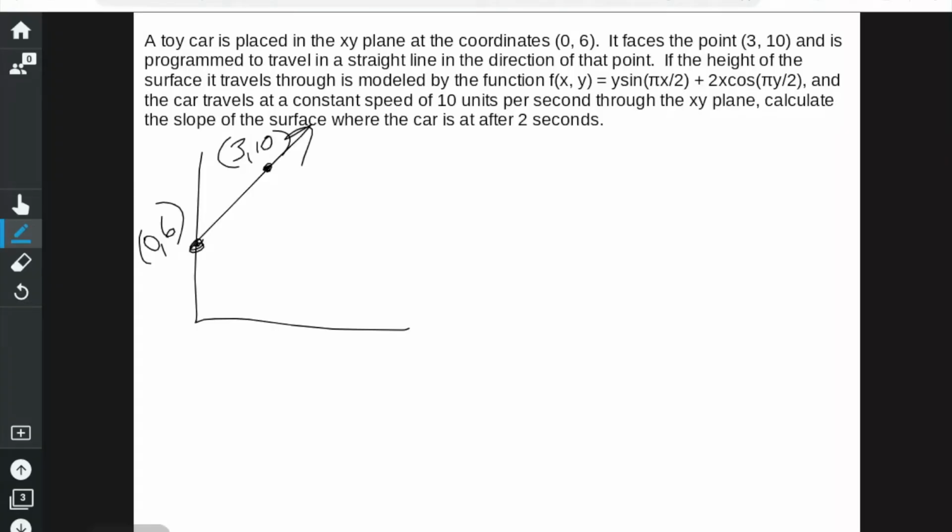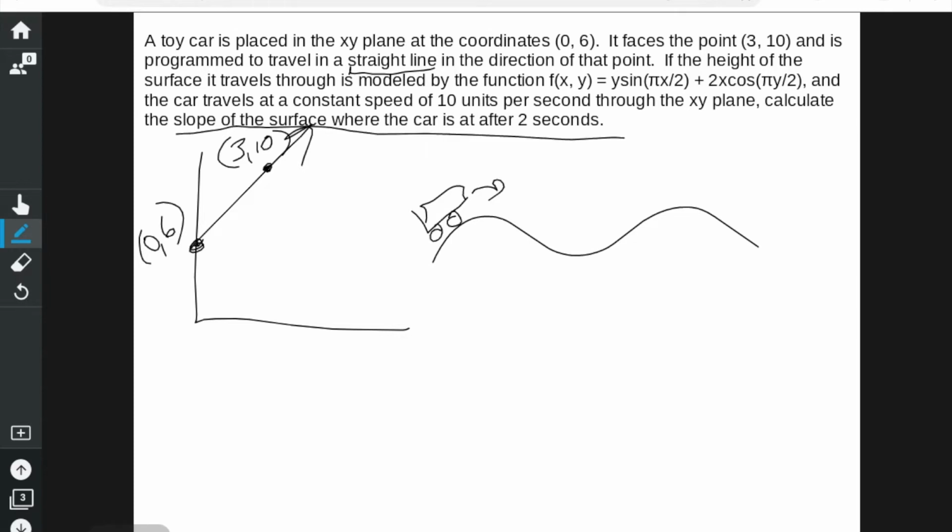So after looking at the sketch of the surface and modeling it with our toy car, I think we at least understand now that even though it says straight line, and it is a straight line if we look at it top down, if we are looking at this car from the side, it's actually traveling on a hilly road. So we've got this car moving along these hills, and what we're trying to find is the slope of the surface. We're trying to find how steep this slope is. Here, it could be here, it could be here. Wherever the car is after 2 seconds, how steep is the hill that it's on?